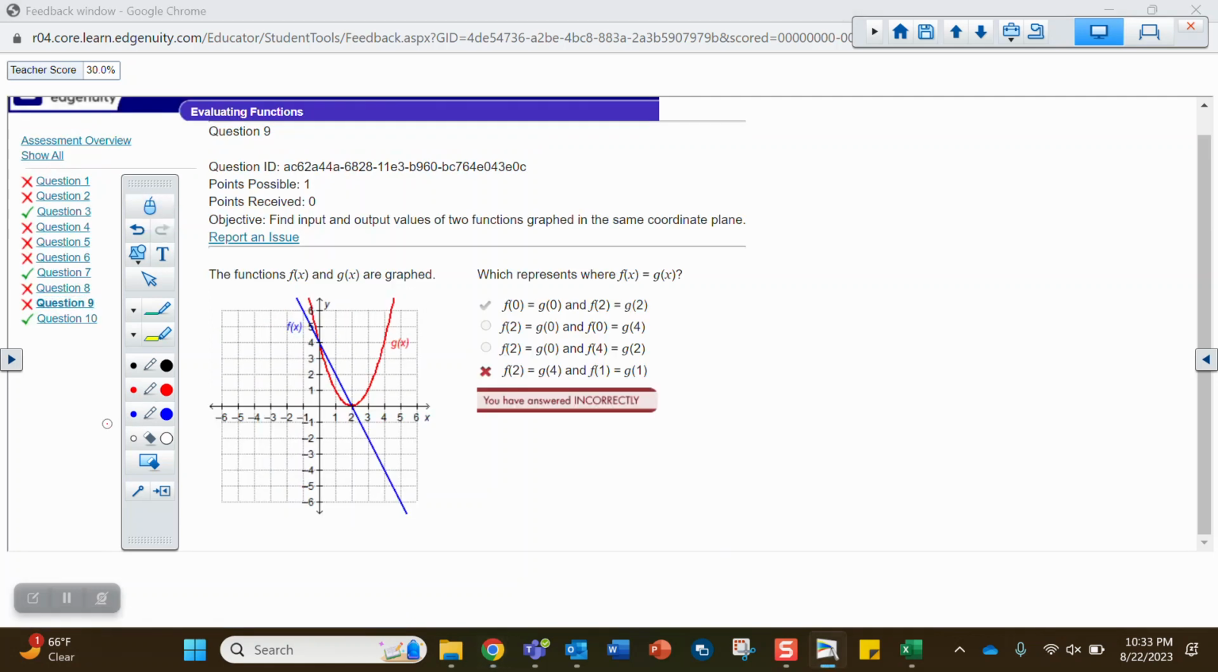Number 9 again is asking where are they equal. This ordered pair is (0, 4), and this ordered pair is (2, 0). So when f of 0 equals g of 0, they intersect, and when f of 2 equals g of 2, they intersect. Again, we're always focusing on that x value. I think you may have been looking at the y's, so just make sure you're always looking at x.